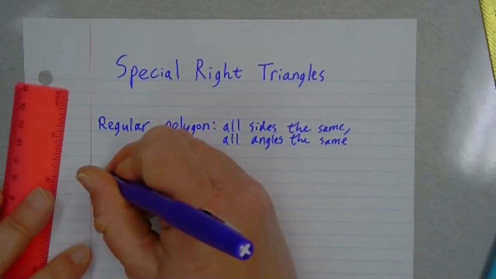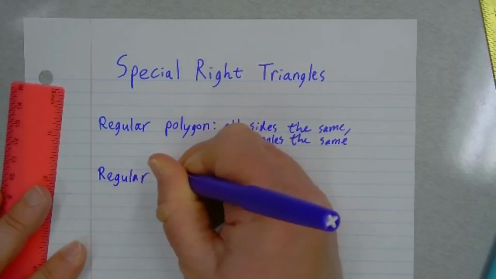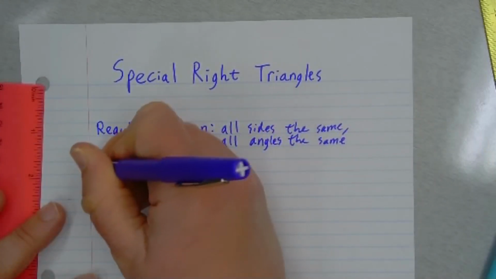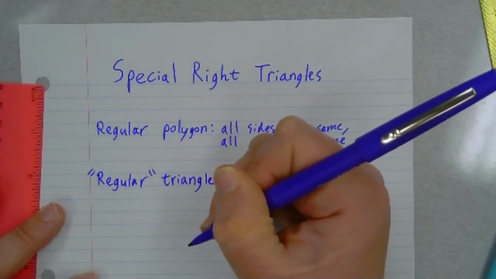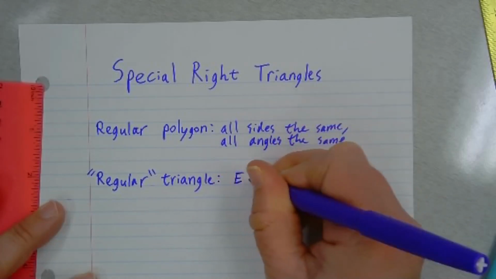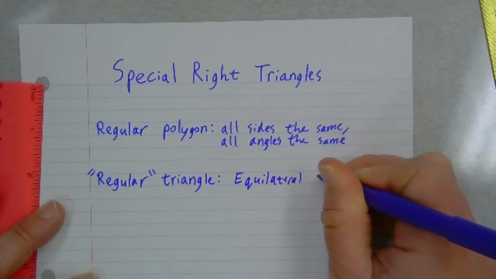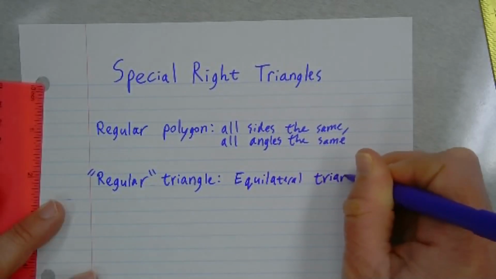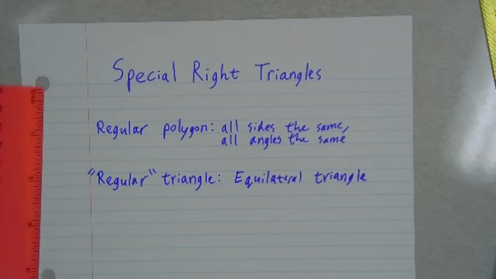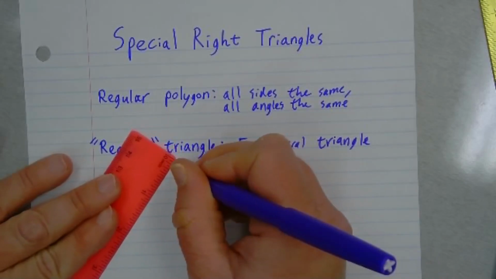So a regular triangle has a more specific name, because with triangles we've got a ton of names. We call that an equilateral triangle. That's one where all the sides are the same and all the angles are the same. So I'm going to draw one, not to scale, but just doing my best.